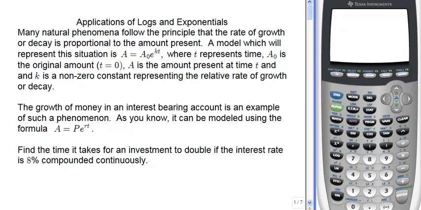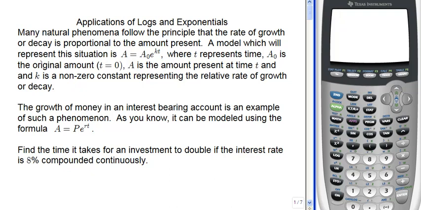Welcome to the video lecture on applications of logs and exponentials. In this video, we're going to talk about various real-world applications that can be modeled using logarithms and exponential functions. Many natural phenomena follow the principle that the rate of growth or decay is proportional to the amount present.